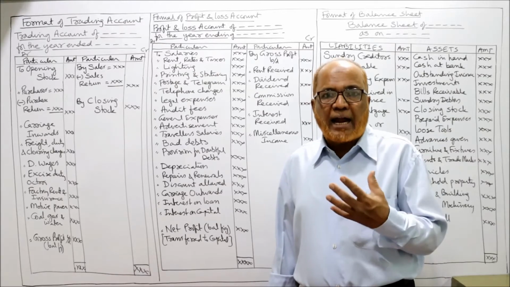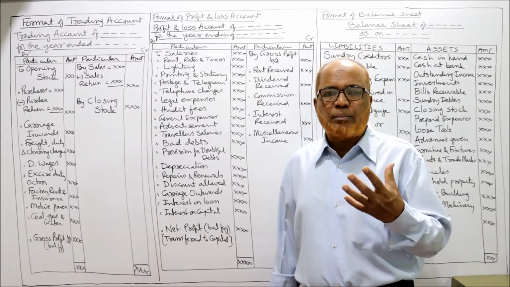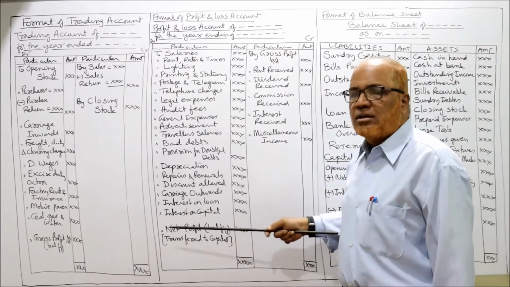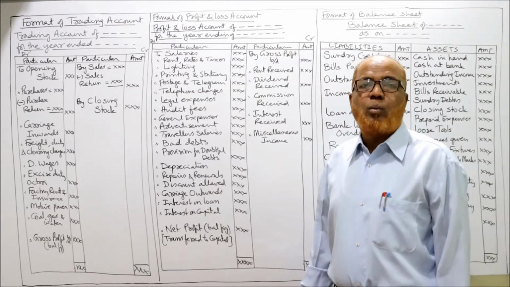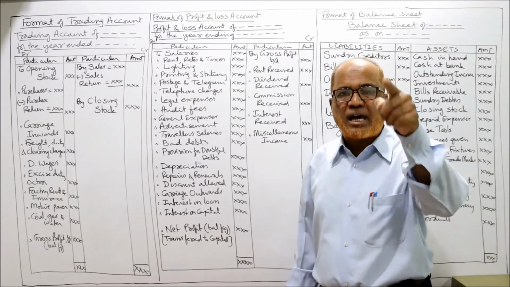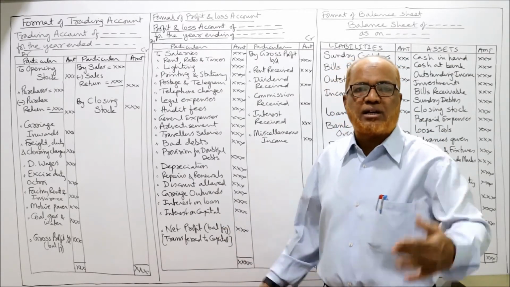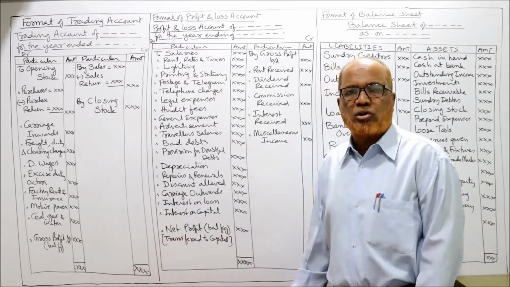In order to get an idea what are the different items that may be debited to P&L account, I have given the examples. By going through this, you can be able to remember while doing the problem. Immediately it will strike in your mind that this item will be taken on debit side of P&L account, this item will be taken on debit side of trading account.